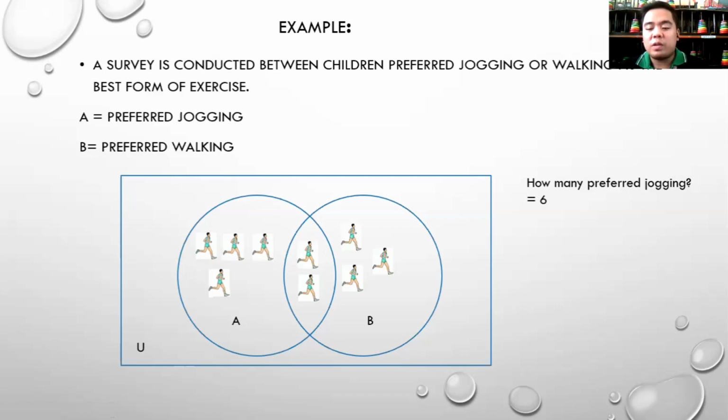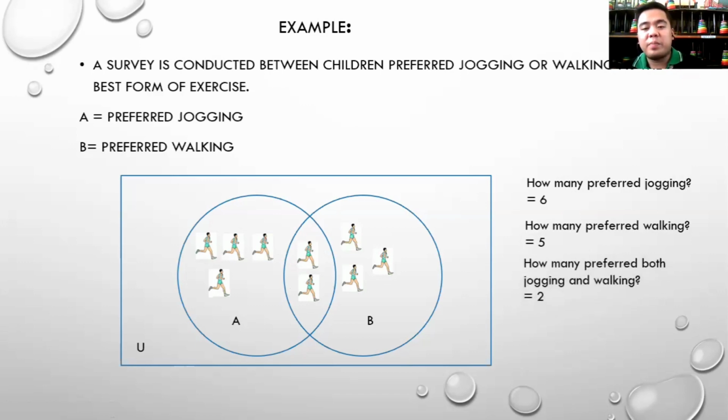Okay? So next is how many preferred walking? So 1, 2, 3, 4, 5. These two still belong because they also preferred walking. Okay? So how many preferred both jogging and walking? So it's only 2. Sila na yung dalawang pumili ng jogging and walking as the best form of exercise.